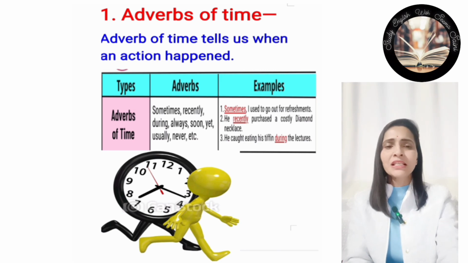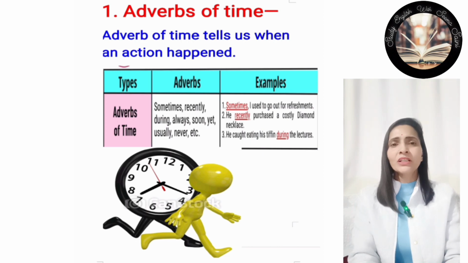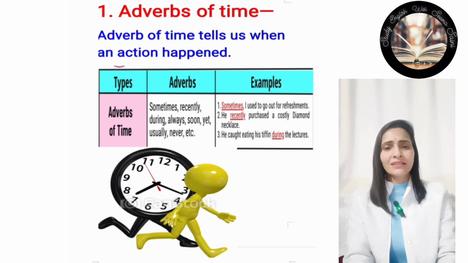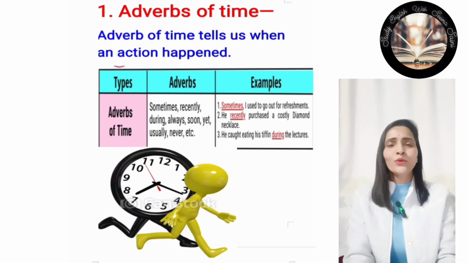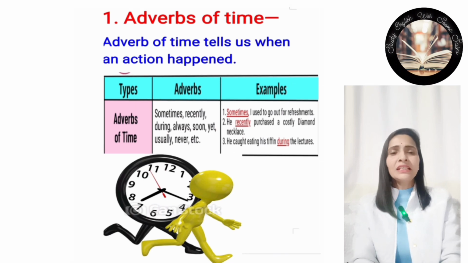So let's take some examples. Sometimes I used to go out for refreshments. So sometimes is an adverb of time, because it is telling about the time. Time के बारे में बता रही है. Next. He recently purchased a costly diamond necklace. Recently, what is it telling? Time. So ये time बता रही तो ये क्या है? Adverb of time. Next. He was caught eating his tiffin during the lectures. So during is also telling time. This during is an adverb of time.